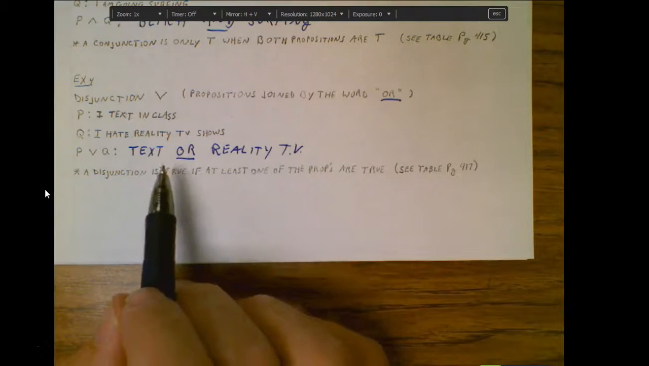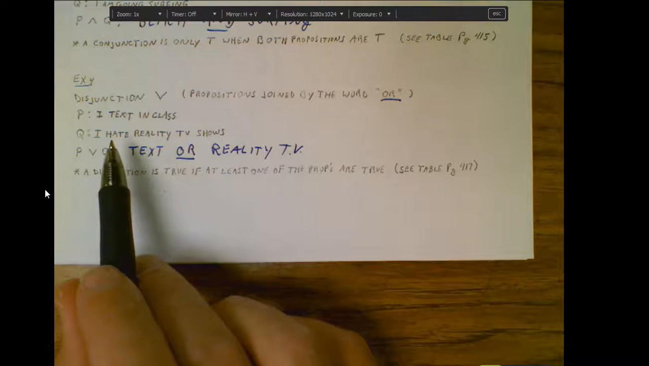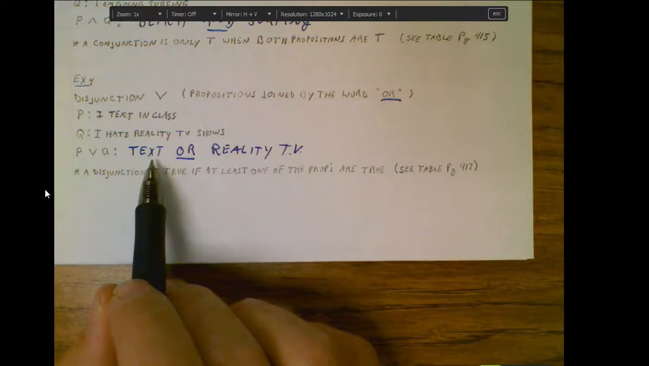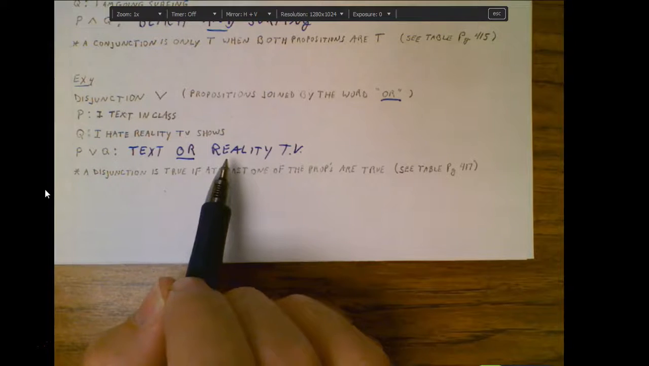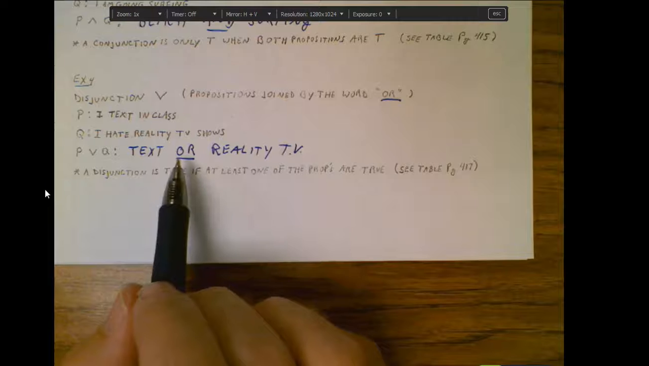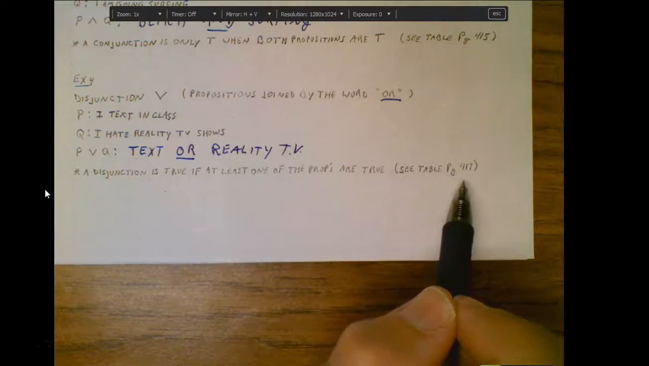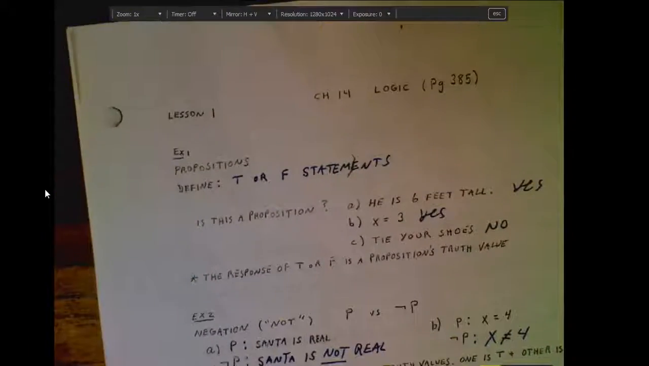Or if you flip that around and I said, hey, I either text in class or I hate reality TV shows, and you come to find out that this is not true, I don't really text in class, but this is true, I really do hate reality TV, overall I still told the truth because of the word or. Only one of them has to be true for the overall statement to be true. And again, there's another chart that would show you those rules in your book. You can take a look at it. We'll see more charts as time goes on here, so let me move on.